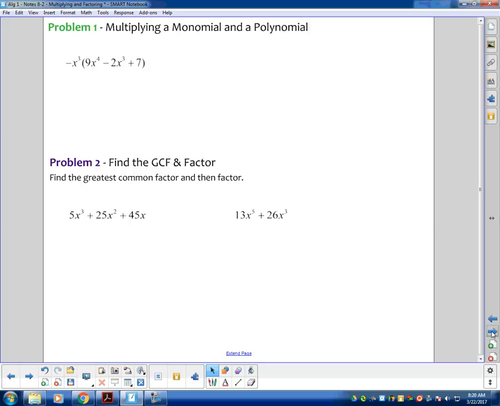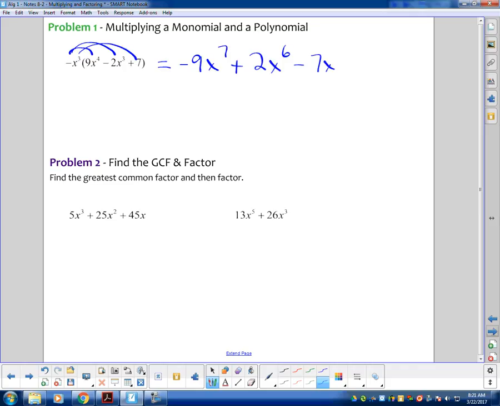All right, we're going to do just a couple of examples here. We're going to distribute here. Negative x cubed times 9x to the 4th would be negative 9x, and then add the powers. 3 plus 4 is 7. Negative x cubed times negative 2x squared will be a positive 2x to the 6th, adding the powers again. And then negative x cubed times 7 is negative 7x cubed. So that's the distributive property.